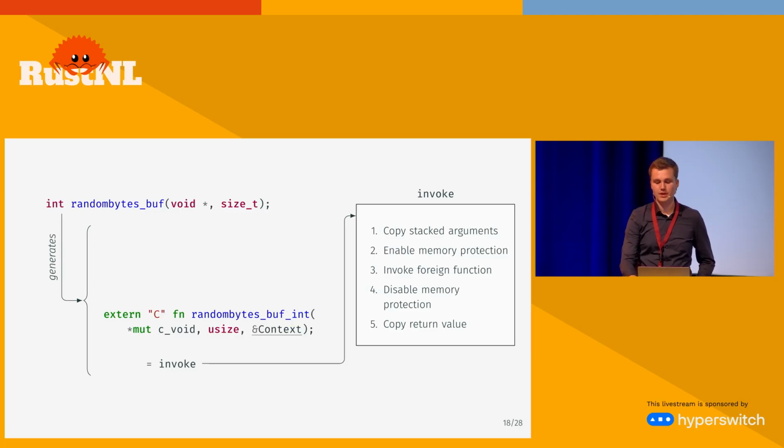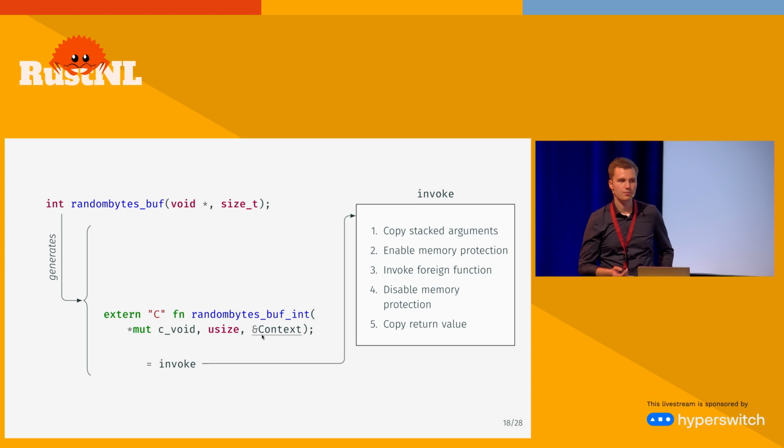However, this is still not quite sufficient because we might be loading multiple instances of this library into our program. And so this invoke trampoline can't really know which library instance it's currently talking about. It needs to know, for instance, where the foreign memory is located, where the current stack pointer is to copy those arguments.